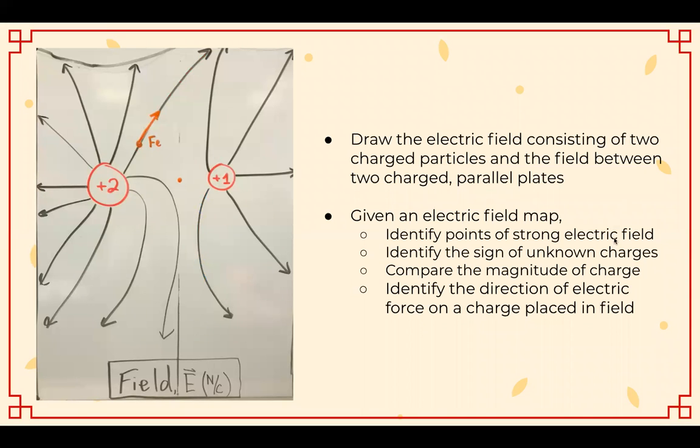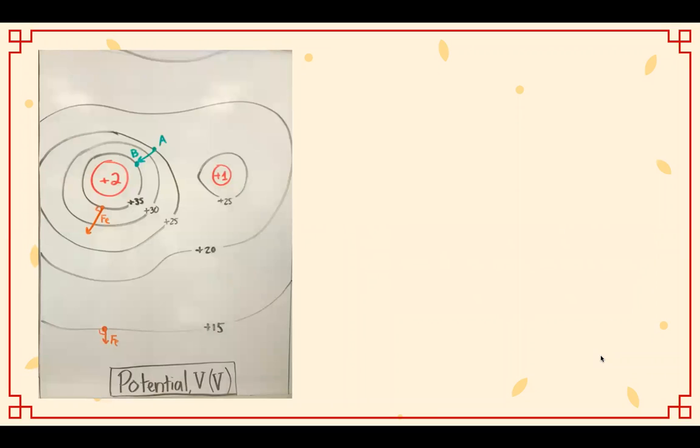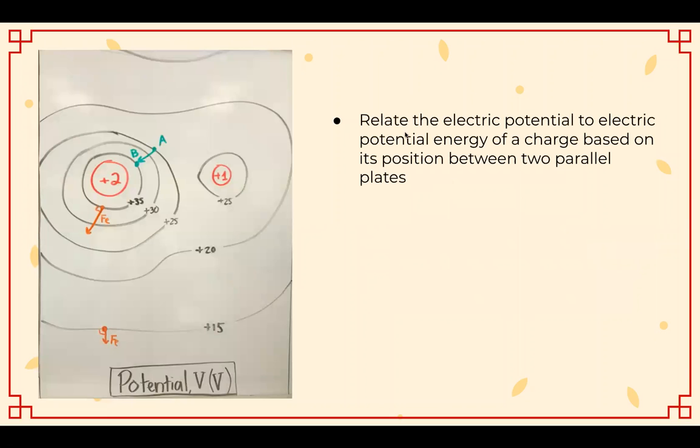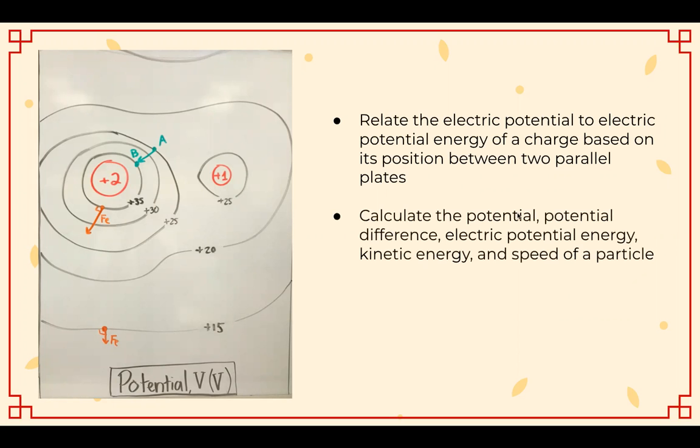Similarly for potentials, you're mostly going to have to be able to identify things. In fact, for potentials, you don't have to draw your own at all, but you should be able to look at potential versus potential energy. So be able to read the potential off point A and point B, right?